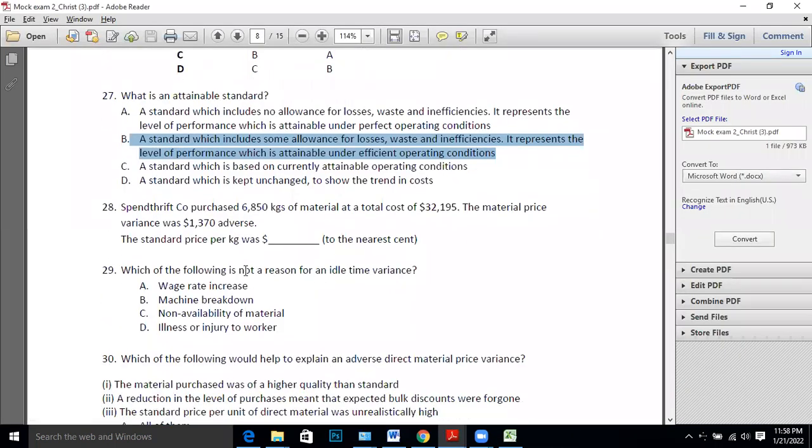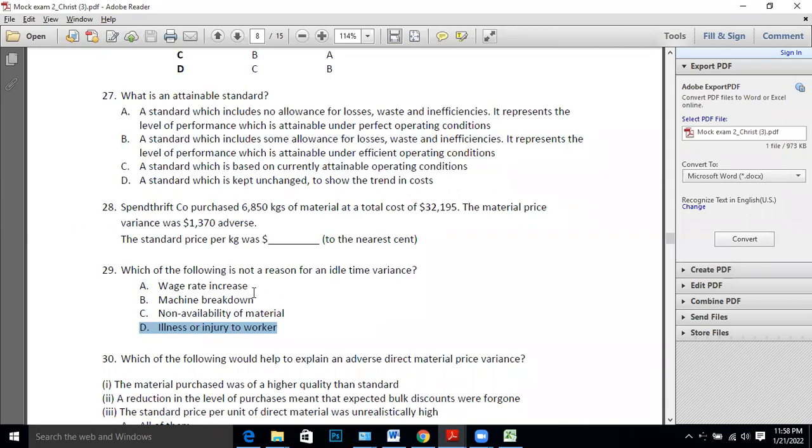Which of the following is not a reason for idle time variance? Idle time means laborers are available for work, but we are unable to give them work, but anyway we are paying for that. Machine breakdown is a common reason for that. Non-availability of material, let's say there is a delay in getting the material, yes. Illness or injury to the worker: somebody is ill or injured during working hours, then we might still pay for them without getting the work. So that's the real definition of idle time. You are paying for the hours, but you have not got any work done.